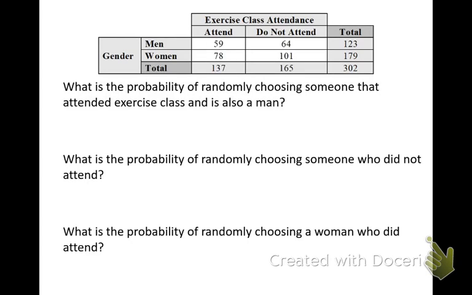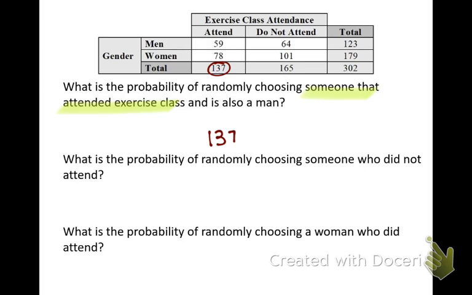Right, so you should have that paper that you picked up from the side table. This is actually the chart from number 5 on your homework, the two-way table that we made. What is the probability of randomly choosing someone that attended exercise class and is also a man? So my total is going to come from someone that attended exercise class. So how many total attended exercise class?